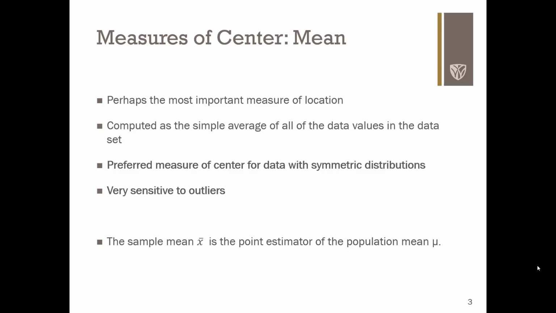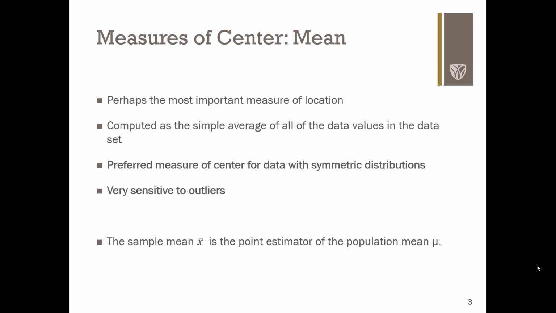We've talked about the shape of a distribution, that it can be symmetric or skewed, and when the distribution is symmetric, the mean is a very good estimator of the true center of the distribution. However, the mean is very sensitive to outliers, and it's sensitive to skewness in the data. So if you have a data set that is highly skewed or that has outliers occurring in the data, then the mean may not provide an accurate representation of the center of the data.